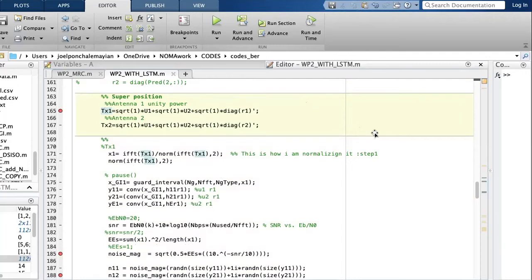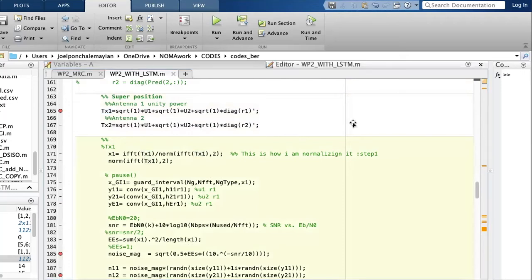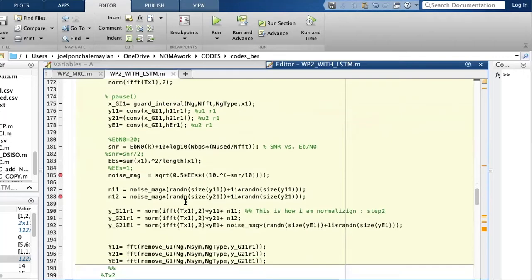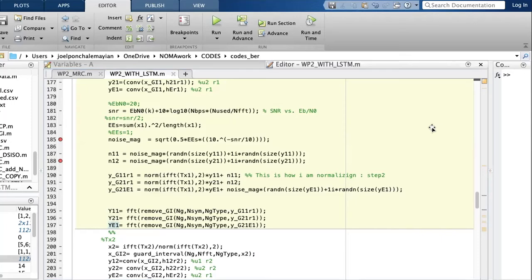Here. So this TX1 was for this particular first transmission. So now our Y11 here, our Y is here. At the end of it, this is what you're getting because of the first transmission.